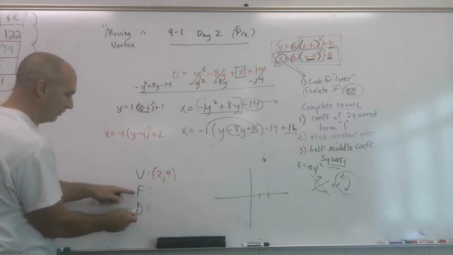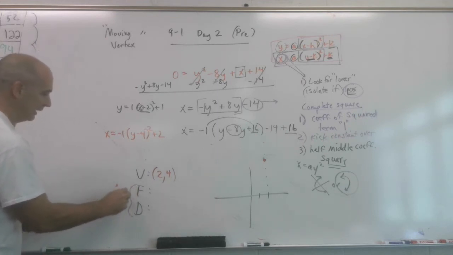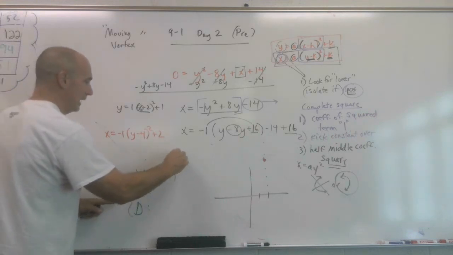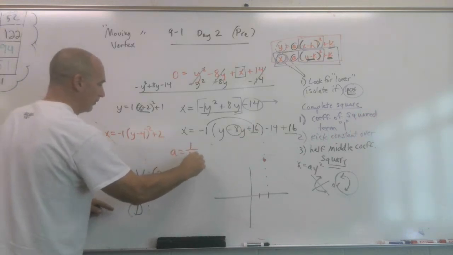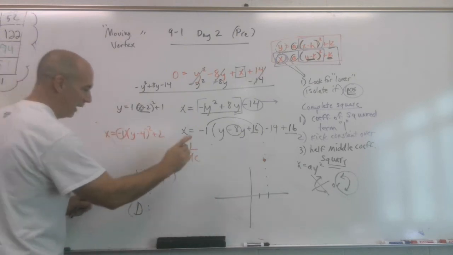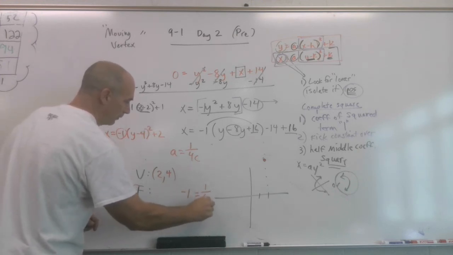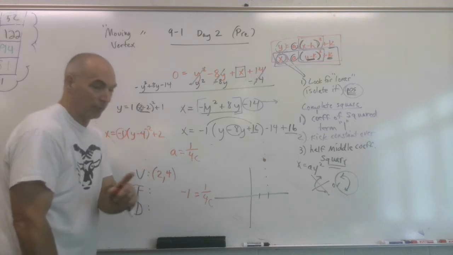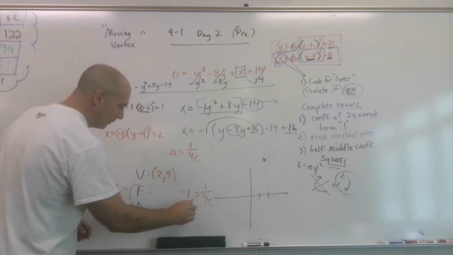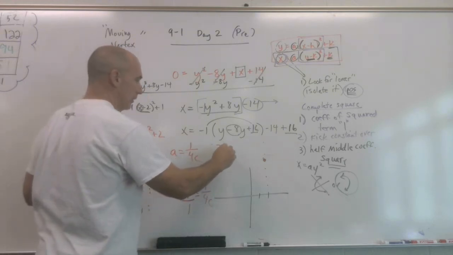Okay, focus and directrix. Remember, we have to find the letter C. What's the only formula we know that involves C? A equals 1 over 4C. Now what's A? Well, that's right here. So watch this. This is negative 1 equals 1 over 4C. Now, different people will solve this differently. But what I'm going to do is I'm going to use this really simple principle. I'm going to show it to you and then erase it.